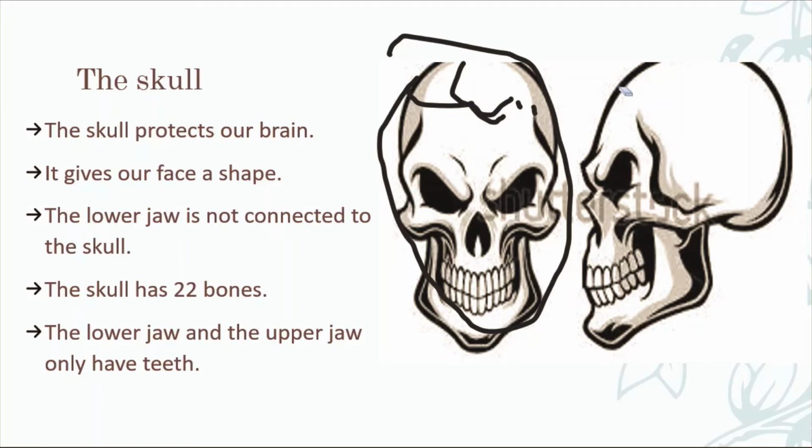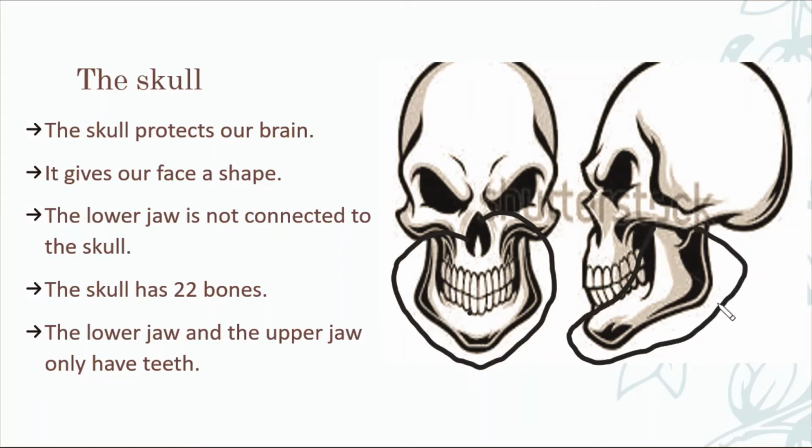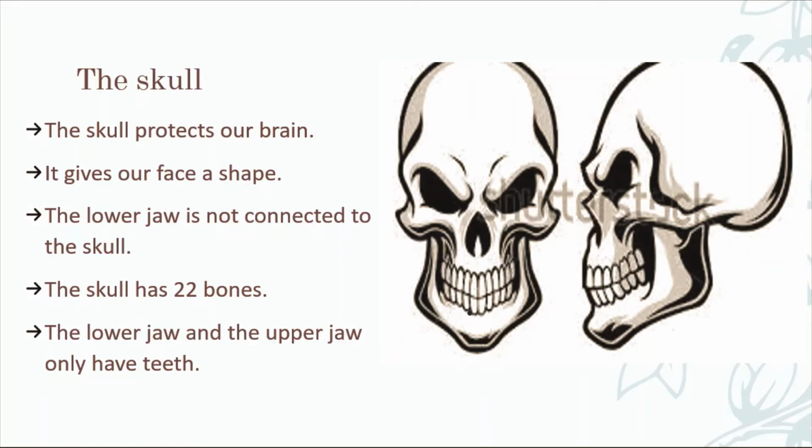Okay, so now this is the lower jaw and the upper jaw. So now this lower jaw is the only movable jaw, or you can say bone, in the skull. All the others are attached together. That's why it's like this, so that when we talk it goes back and forth. Okay, so now we'll move on to the next slide.